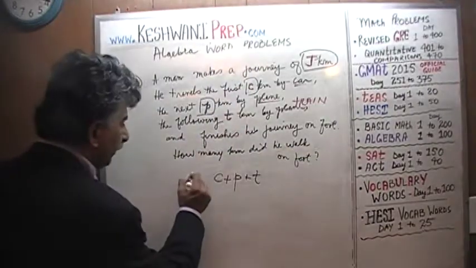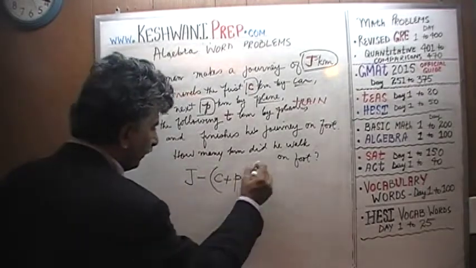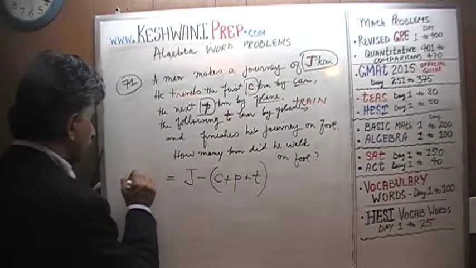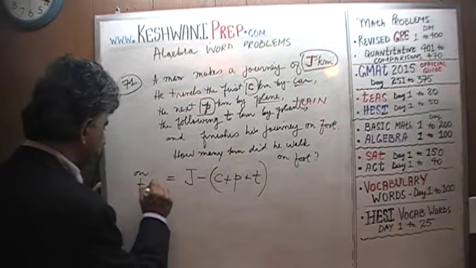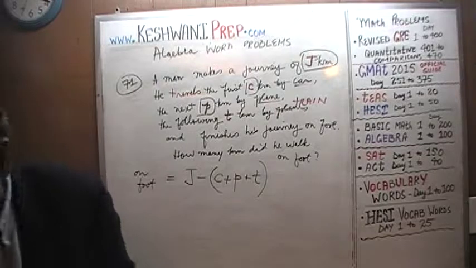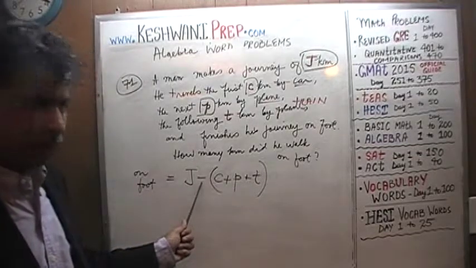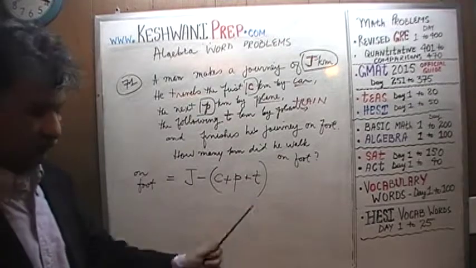That's all it is. The total number of kilometers he traveled was j, minus this quantity right here is how much he traveled on foot. That's how simple it is. Nothing to it, straightforward. J minus this quantity, C plus P plus T. And if you open the parenthesis, it will be J minus C minus P minus T.